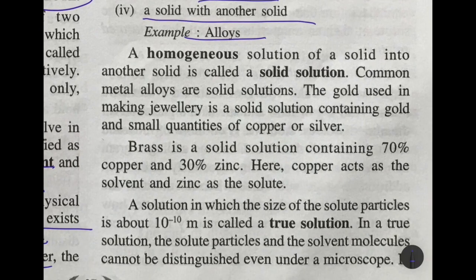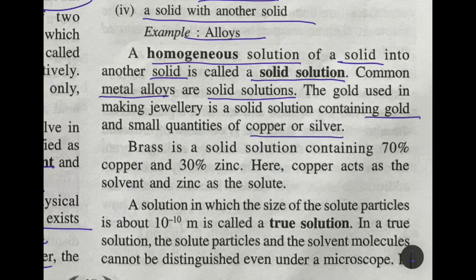Okay, now a homogeneous solution, I already told you homogeneous means having the same composition throughout, of a solid into another solid. When two solids are mixed, it is called an alloy, and that is a solid solution. Okay, so you must have heard about many different types of metal alloys, and they are solid solutions. The gold used in making jewelry in a solid solution contains gold, and small quantities of copper or silver to make the gold a little bit hard. So gold is the solvent and copper or silver is the solute.